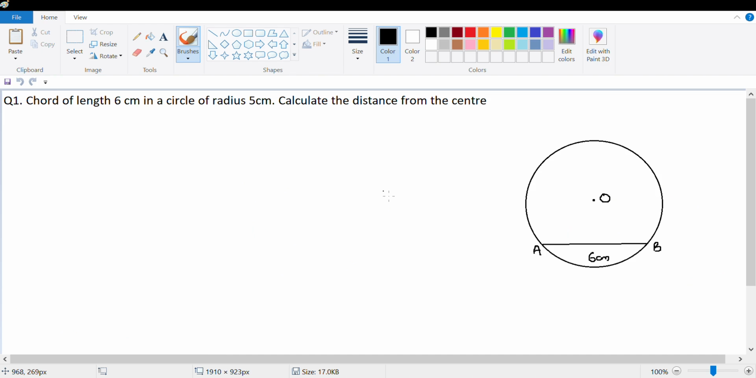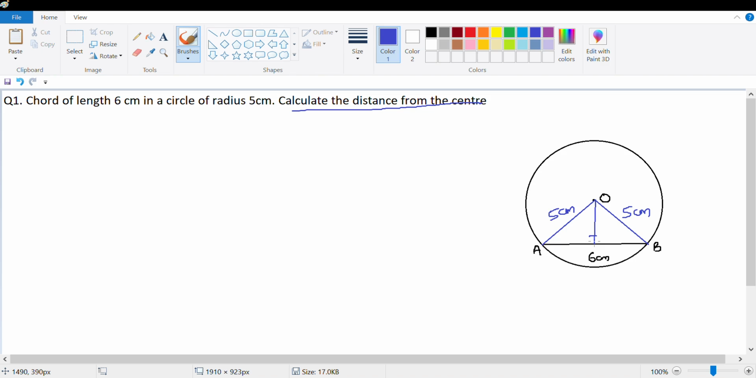Let's look at question number 1. Question number 1 says there is a chord of length 6 centimeter in a circle. I have already drawn the diagram for you, and the radius of the circle is 5 centimeters. So let me just draw the radius of the circle, in this case OA or OB. Perfect. So this is 5 centimeter. Let's just mark this. Next, we need to find the distance of this chord from the center. So distance would mean I will have to make a perpendicular from O onto AB.